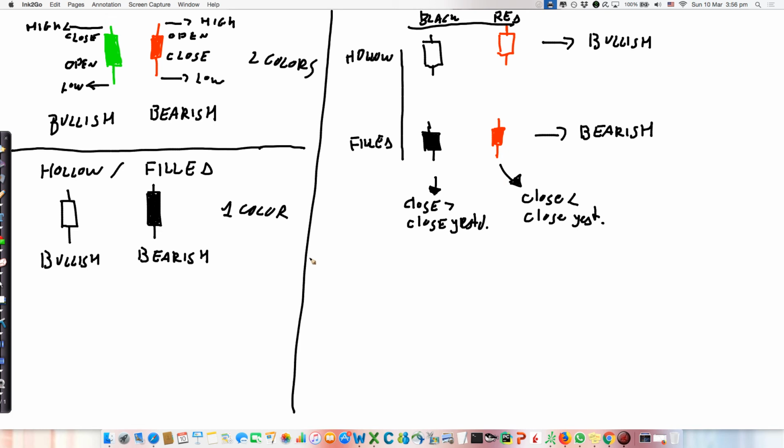And you can also find another variant of this where you have green and red. So again, you may have the green hollow, and then you may have the green filled, like that. And you can have a red hollow and red filled. And again, the meaning is the same as here. So this is bullish.